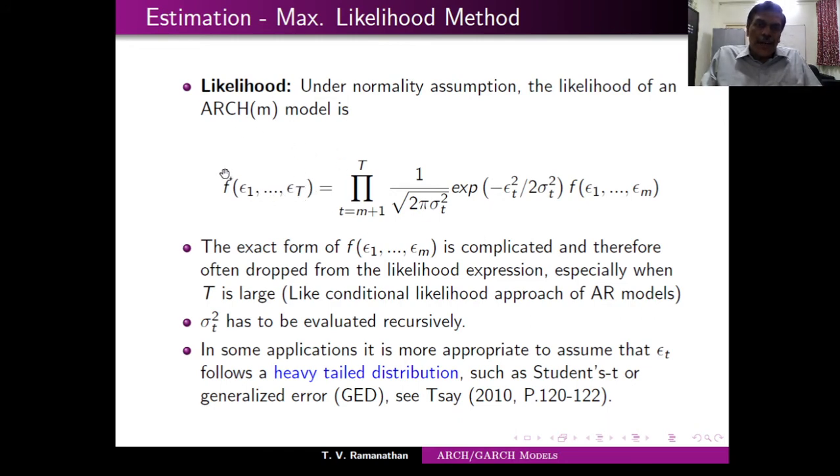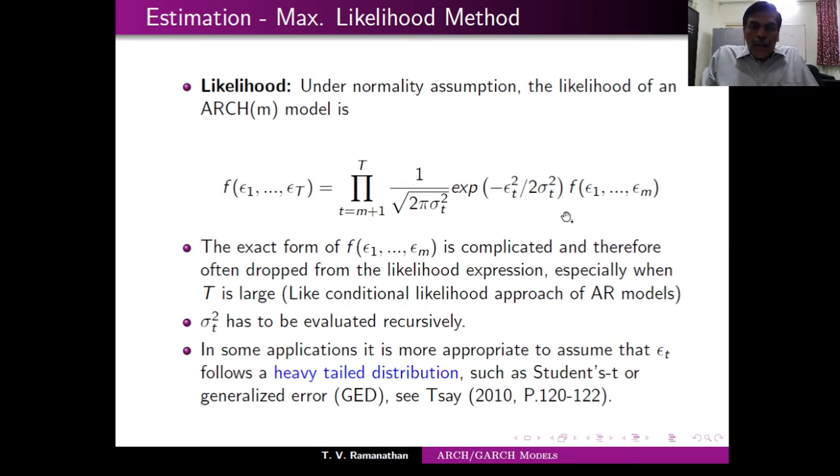Because you have that kind of an AR structure, the joint density can be written, assuming normality, as 1 by square root of 2 pi sigma_t squared, e to the power of minus epsilon_t squared by 2 sigma_t squared, because we have seen that this epsilon_t has mean 0 and variance sigma_t squared. This is multiplied by f of epsilon_1 up to epsilon_m. This is similar to the AR likelihood, the ARMA likelihood.